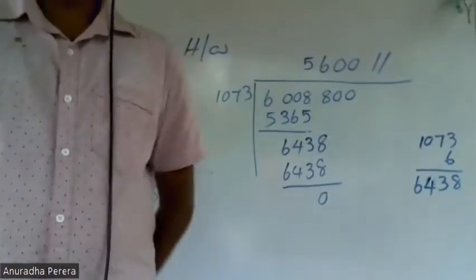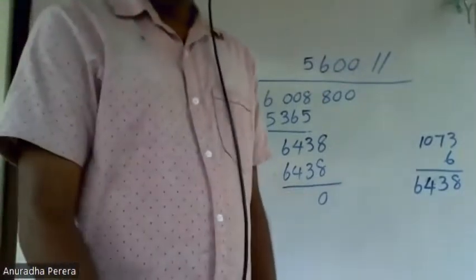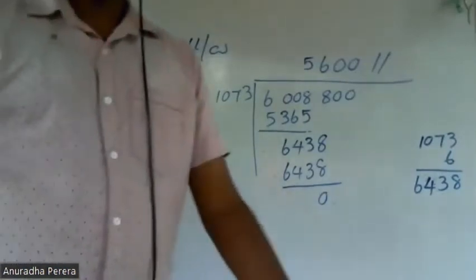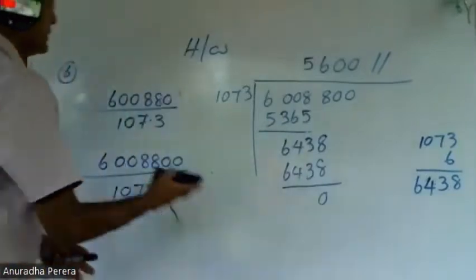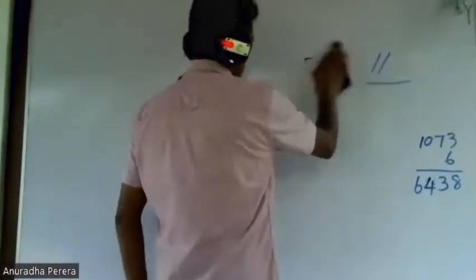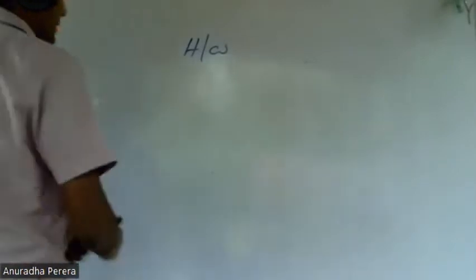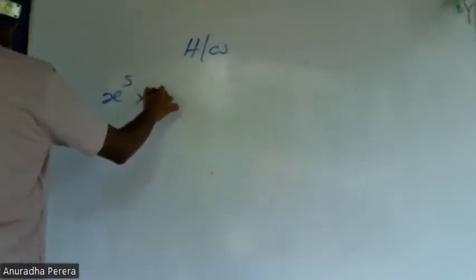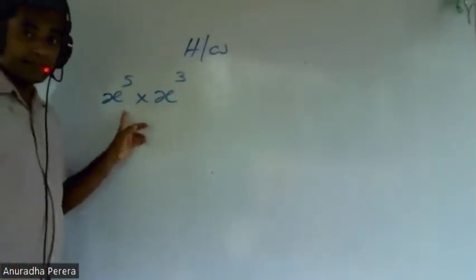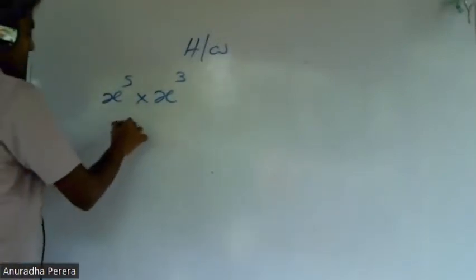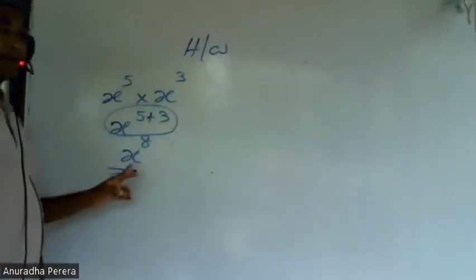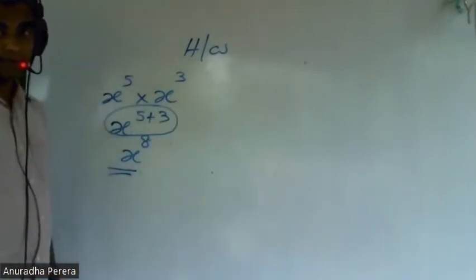Lastly, we start lesson number 12 in this class. We discuss one feature: when multiplying two powers with the same base, to find the answer, the indices should be added. The base is the same. x to the power 5 into x to the power 3 is a product of two powers with the same base. To find the answer, we can add the indices: 5 plus 3. The answer is x to the power 8. You can find it directly, you don't need to write this step. Directly you can write the answer as x to the power 8.